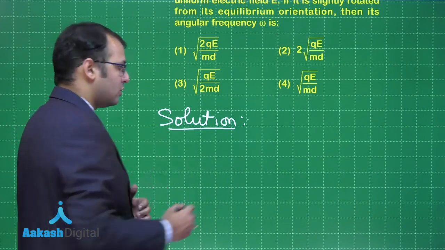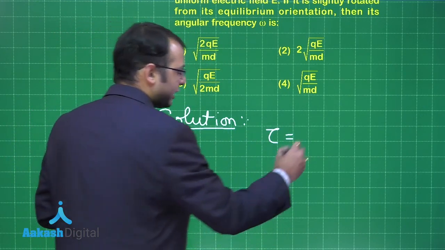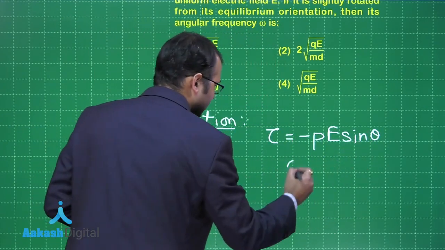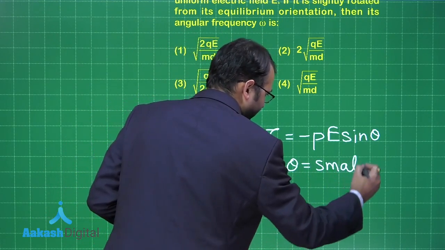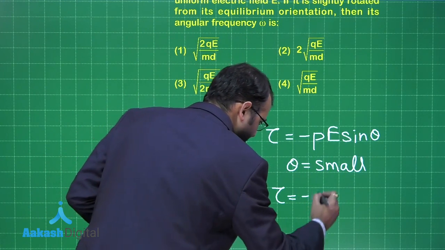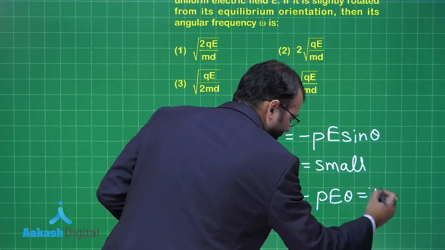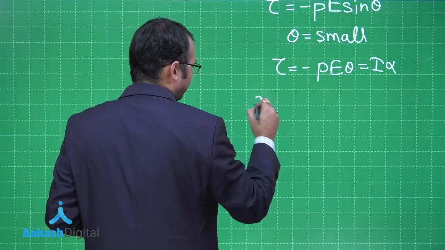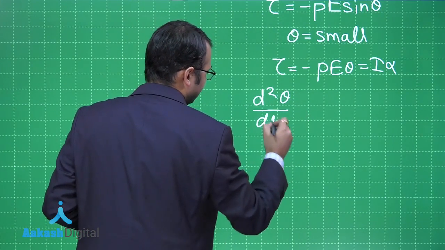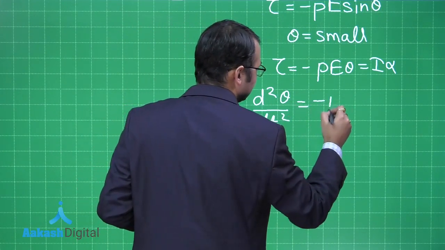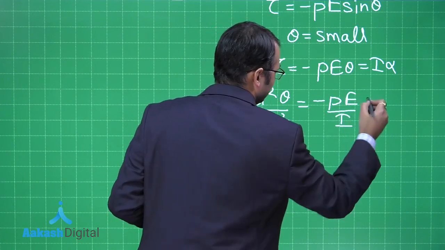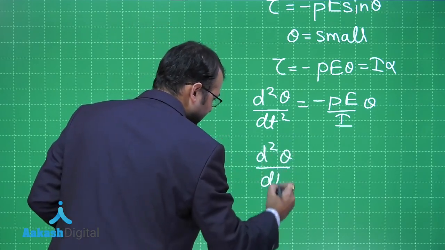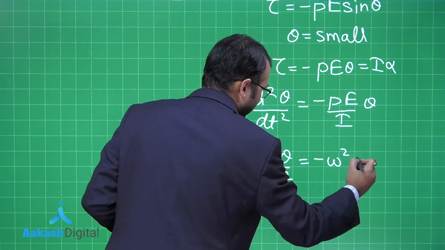But when you disturb it from the equilibrium, then the restoring torque acting on it would be minus pE sin theta. Since it has been disturbed slightly, theta would be very small, right? And when theta is small, then you can write tau equal to minus pE into theta, and this tau would be equal to I into alpha. From here, you can also understand that alpha can be written as d2 theta by dt square. That would be equal to minus pE by I into theta. This represents the standard condition of d2 theta by dt square equals minus omega square theta.